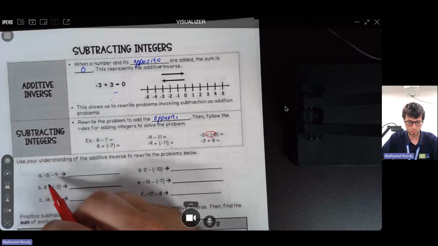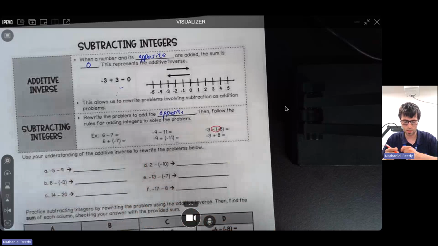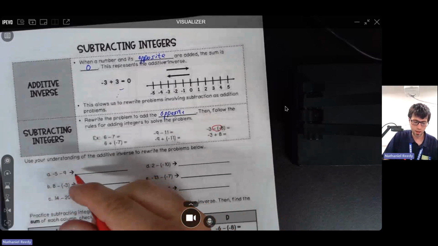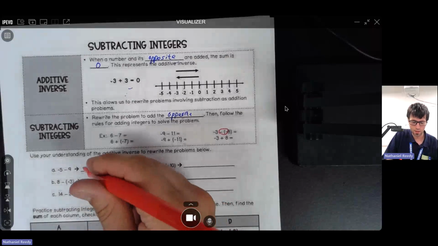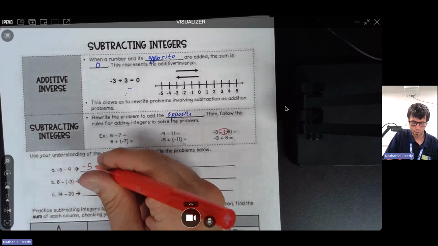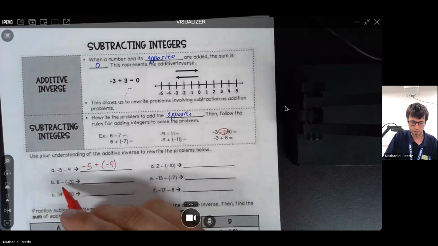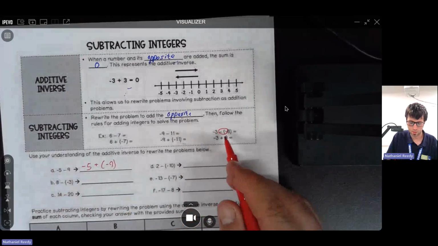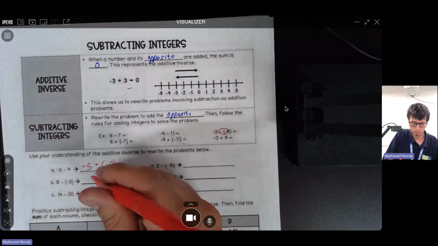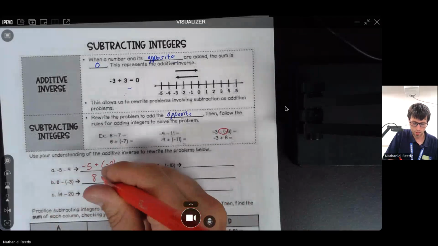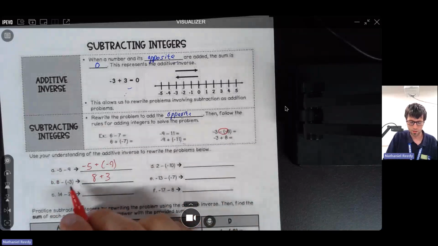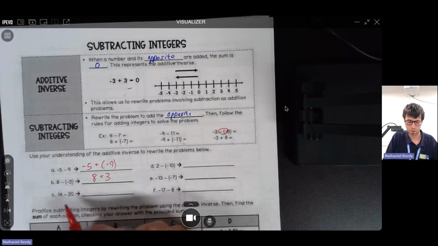So let's look at these examples below. They're just asking us to rewrite the problems. Negative 5 minus 9 is the same as saying negative 5 plus a negative 9. Negative 8 minus 3, well, that's something we just did. Two negatives means that is the same as adding. 8 minus negative 3 becomes 8 plus 3.